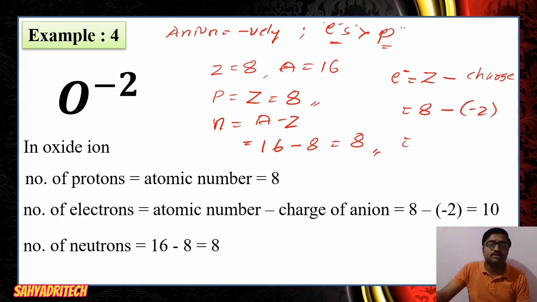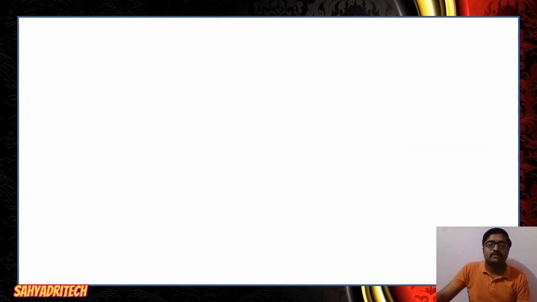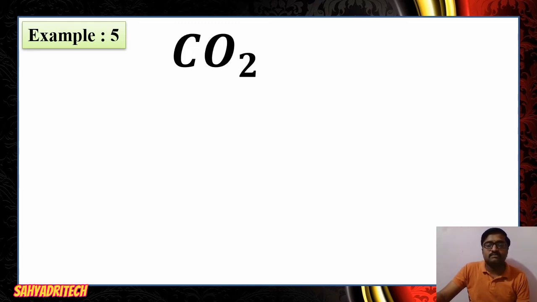Minus 2 in the sense that after adding 2 electrons, negatively charged particles, it is going to carry minus 2 charge. So minus of minus is plus. So 8 plus 2, 10 electrons. So we can see here the oxide ion has how many protons? Number of protons are 8, electrons are 10 and neutrons are again 8. Okay. Next example. Now coming to the molecule.